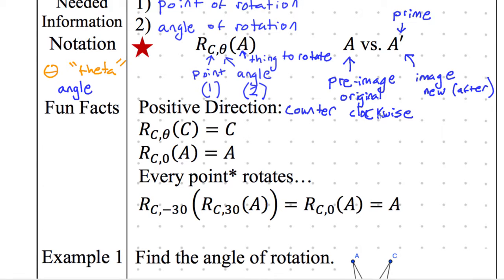All right, so counterclockwise, and the way to abbreviate that is CCW. To abbreviate clockwise, you just say CW.